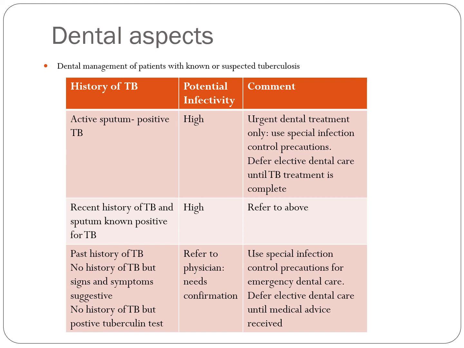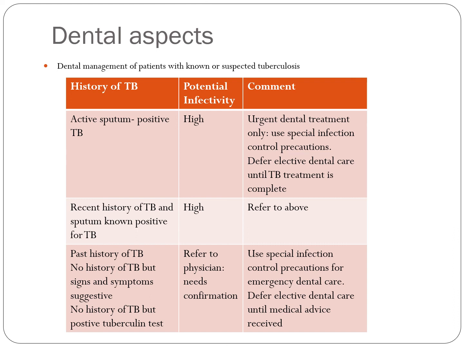Suppose there is a recent history of TB and sputum is positive. It's the same thing: high risk, and the treatment protocol is emergency treatment only. If the patient has a past history of TB, or no history of TB but signs and symptoms suggestive of it, or a positive tuberculosis test, mostly the patient had TB in early childhood and afterwards became normal. In this case, we refer to the physician to confirm the risk, whether mild or moderate. After confirmation, use special infection control precautions only for emergency dental care, and defer elective dental care until medical advice is received.